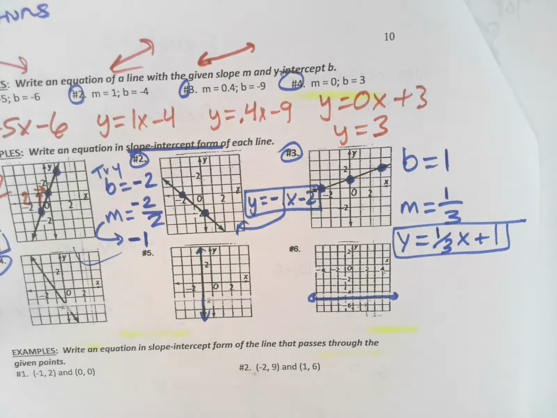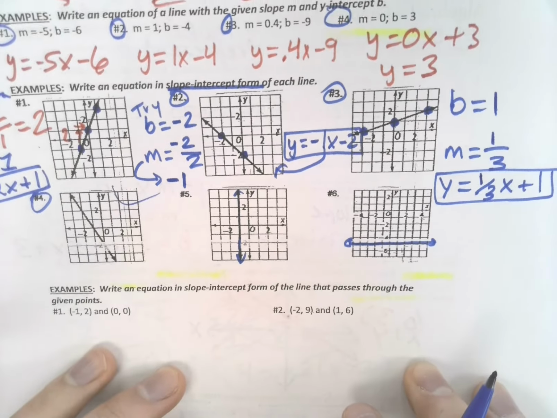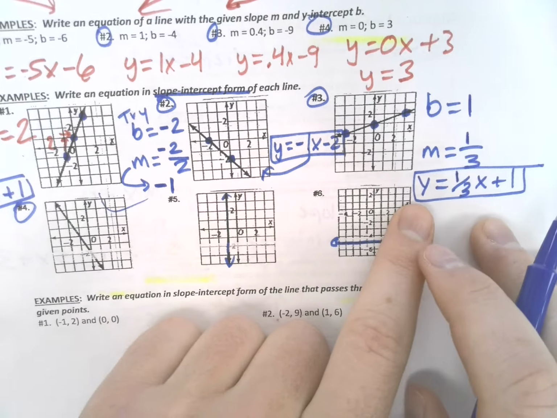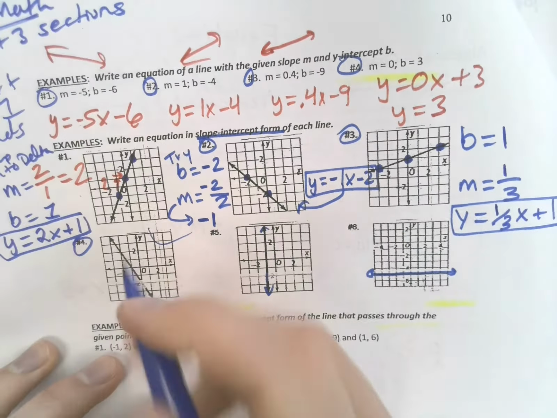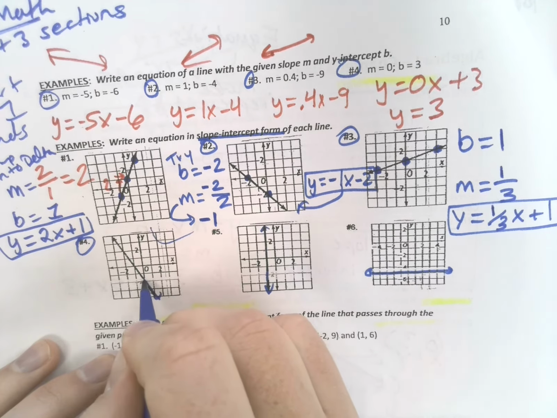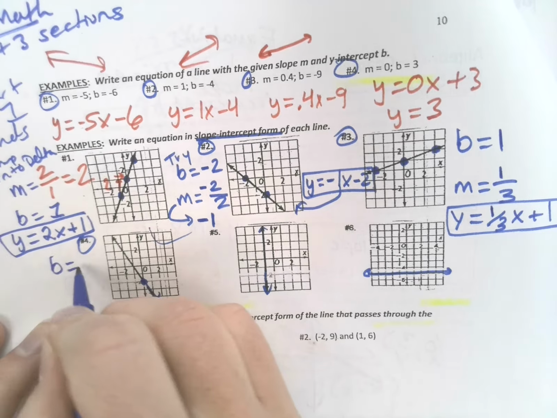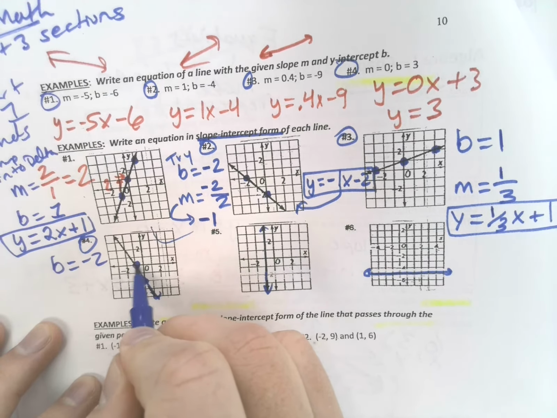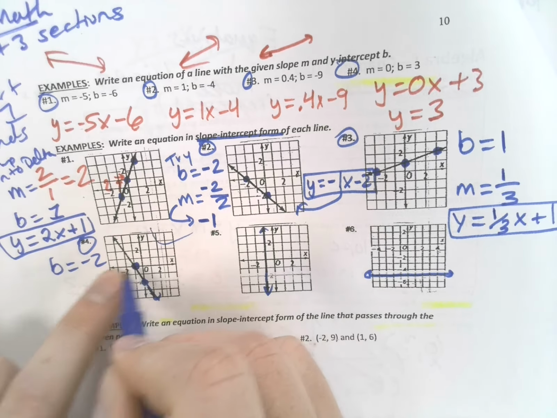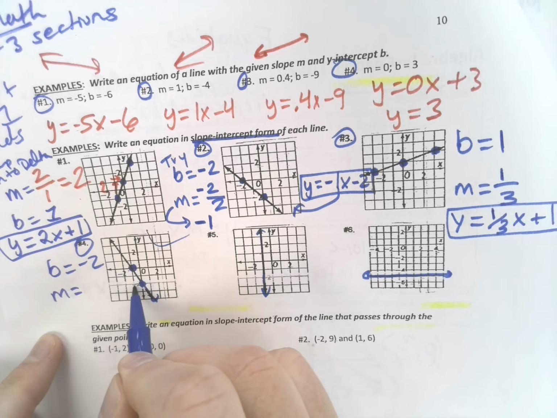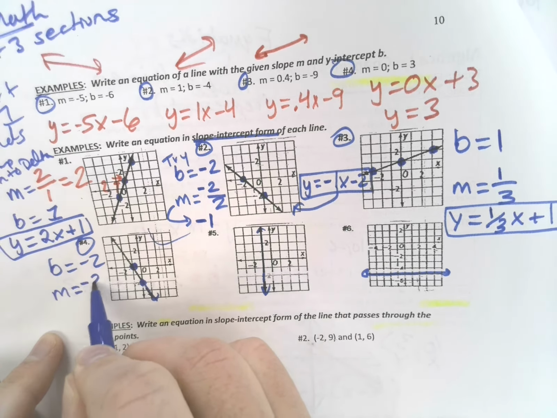I'm going to go ahead and do number 4 for you guys, just to make sure we're good. I'll zoom out a little bit. So number 4 looks like it hits at -2. That's b. And it also hits the x-axis right here, so I'm going to choose that point at -1, 0. So to get my slope, I go down 2, right 1.